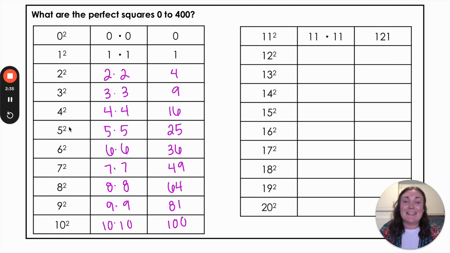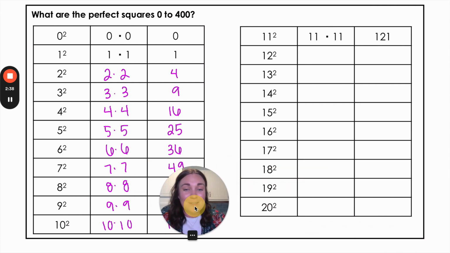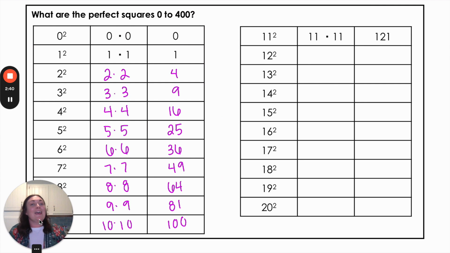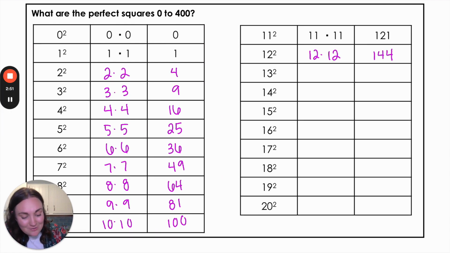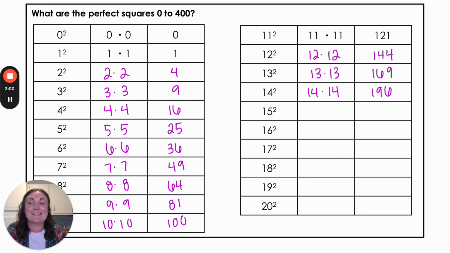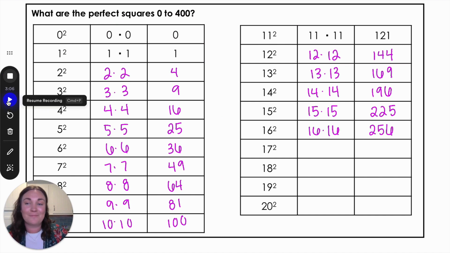Okay, so the next ones are where it gets a little trickier, usually the ones that we might not have memorized as well. So let's go ahead and talk through these ones together. So we have 11 times 11 is 121. 12 times 12 is 144. 13 times 13 is going to be 169. And if you can remember that one, 14 times 14, or 14 squared, is going to be 196. 15 times 15 is 225. 16 times 16 is 256.